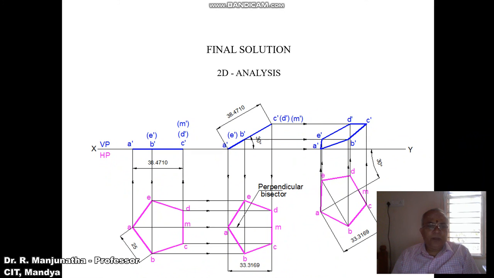To draw the front view, draw a vertical projector from the point A to the XY line, and draw vertical projectors from B and E to the XY line, and from C and D to the XY line. As you look from the front, A, B, C is near to the observer, so A dash, B dash, C dash is visible. D, M, D, E is invisible, so you mark those points as D dash in bracket, E dash in bracket, and M dash in bracket.